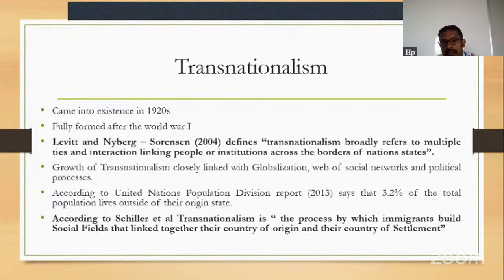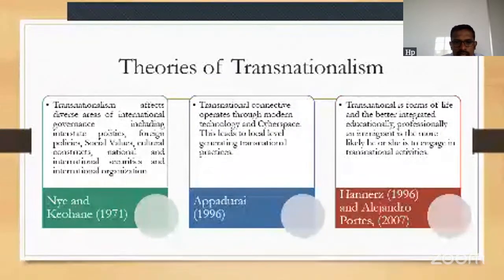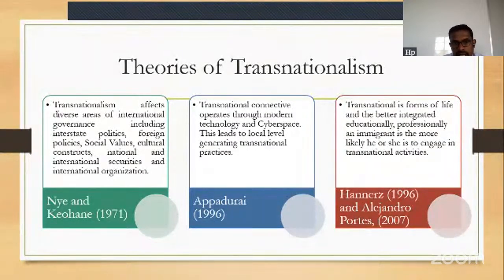Okay, so social fields means bringing all kinds of social connectedness, family ties, societal ties, and religious ties together in their origin country as well as their country of settlement. How are they bringing and merging these two? And when I say theories of transnationalism, the first one is given by Nye and Cohen in 1971. Transnationalism affects diverse areas of international governance, including interstate politics, foreign policies, social values, cultural constructs, national and international securities related to it, and international organizations.